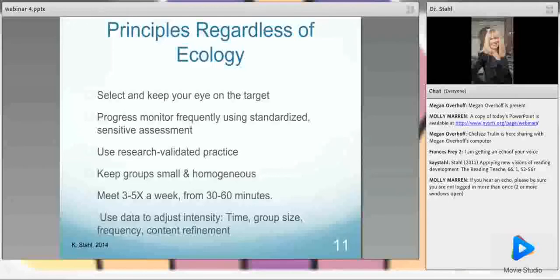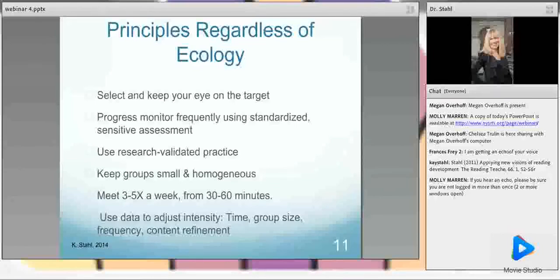It's also important to keep groups small and homogeneous. One of the responses I've seen to some of the 2013 ELA test score outcomes is resources stretched beyond where they're going to be effective. In order for any growth to be made, those groups must be small and they must have common needs.